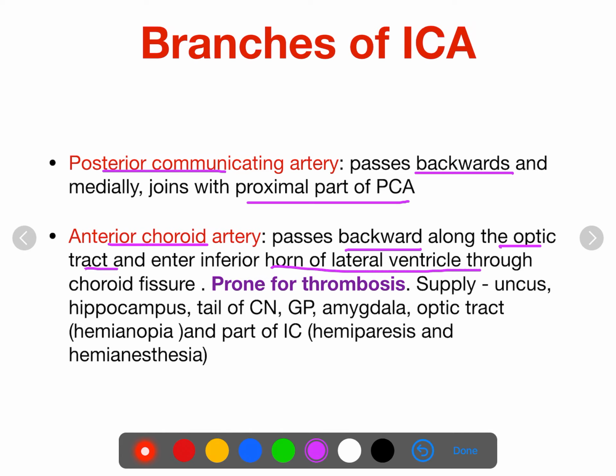This artery, since it is a long and slender branch, is more prone to thrombosis. It supplies the uncus, hippocampus, caudate nucleus, globus pallidus, amygdala, optic tract, and part of the internal capsule. When this artery is thrombosed, since it supplies the optic tract, it can cause hemianopia. Since it supplies the internal capsule, it can cause hemiparesis and hemianesthesia because of involvement of motor and sensory fibers.